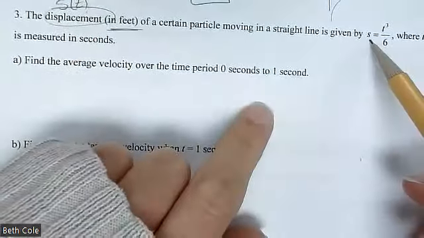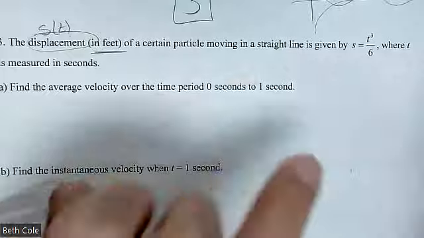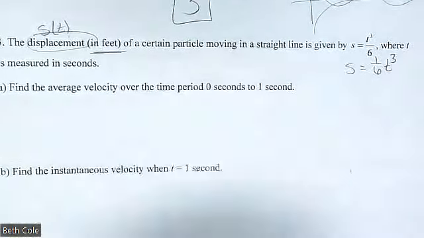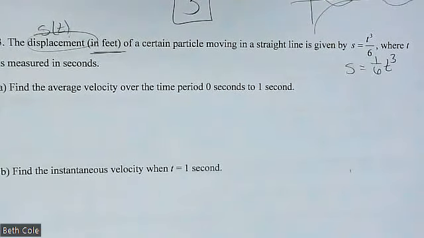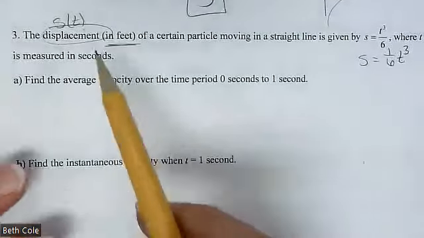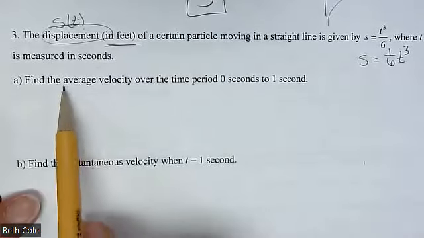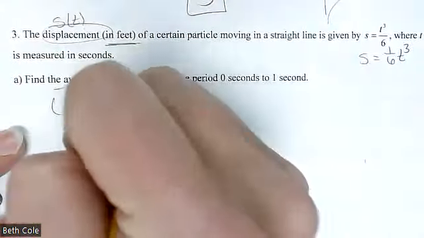Okay. Is given by s = t³/6. You know what? Can I go ahead and write that? I would write that as (1/6)t³. That's a personal preference, but does anyone agree? I like that as a coefficient, so it's not like a mushed together fraction. All right, and then time is in seconds. So we have feet and we have seconds. Find the average velocity. That means slope.